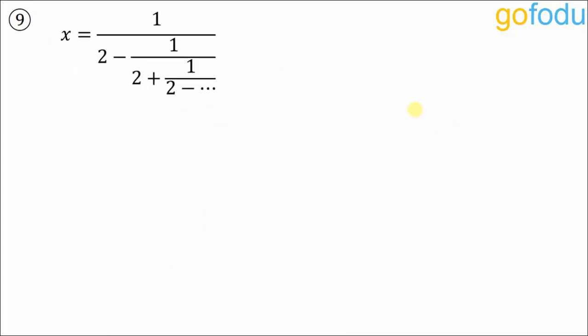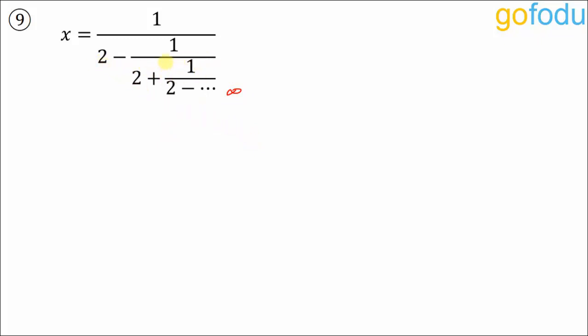Last but not the least, this is the last question of this video, and a very popular one. This is the most popular format that you will see amongst all the equations that are reducible to quadratic. x is 1 upon 2 minus 1 upon 2 plus 1 upon 2 minus 1 upon 2 plus, and like this the pattern of alternate minus plus sign will continue till infinity.